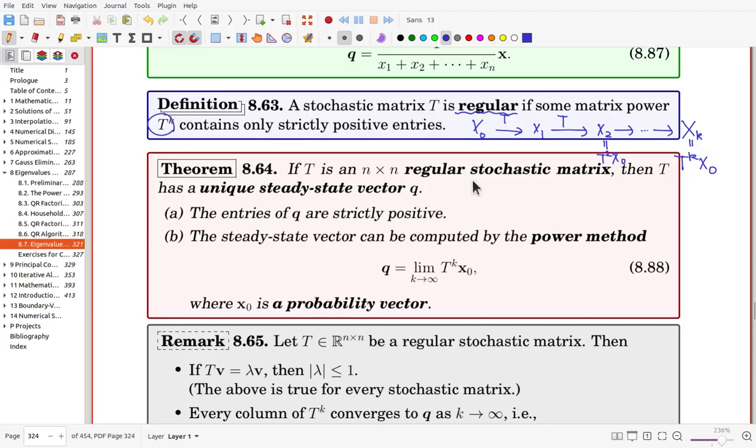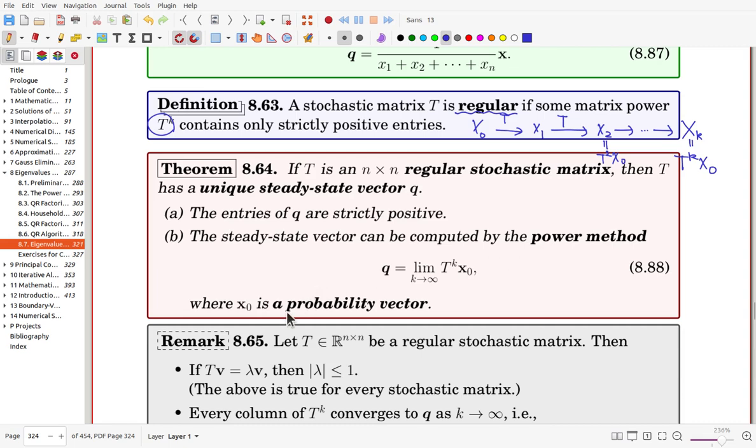T is a regular stochastic matrix. Then T has a unique steady state vector Q. We will not try to prove that, but once the matrix is regular, the steady state vector must be unique. Furthermore, the entries of Q are all strictly positive. And also, we can find the steady state vector by using the power method.